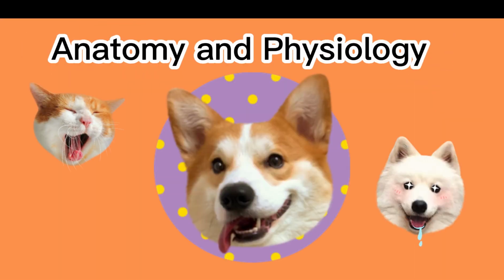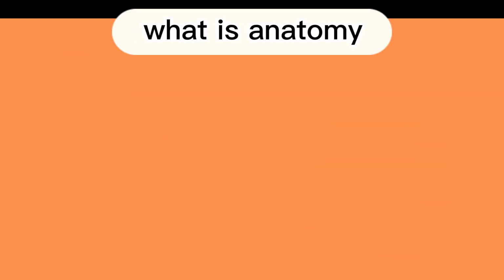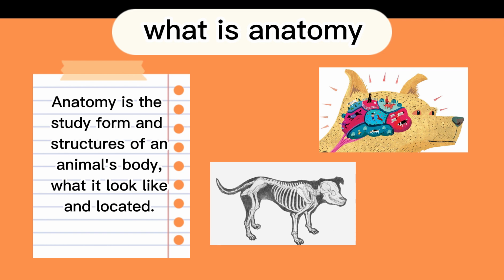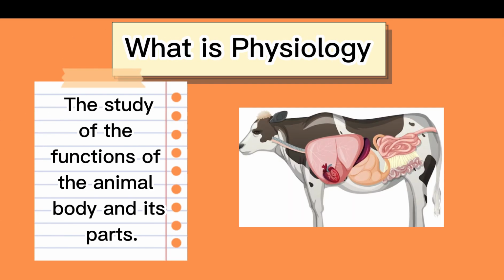Anatomy and Physiology. Animal. Learning objectives. Introduction to the material. What is anatomy? Anatomy is the study of form and structure of the body. What things look like, where they are located. What is physiology? Physiology is the study of body function, how things work, what they do.